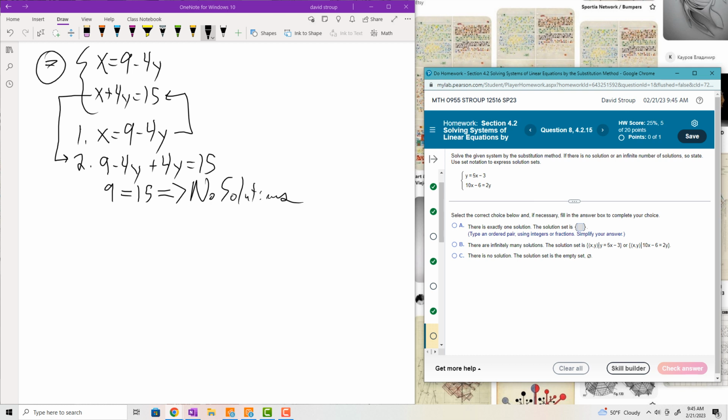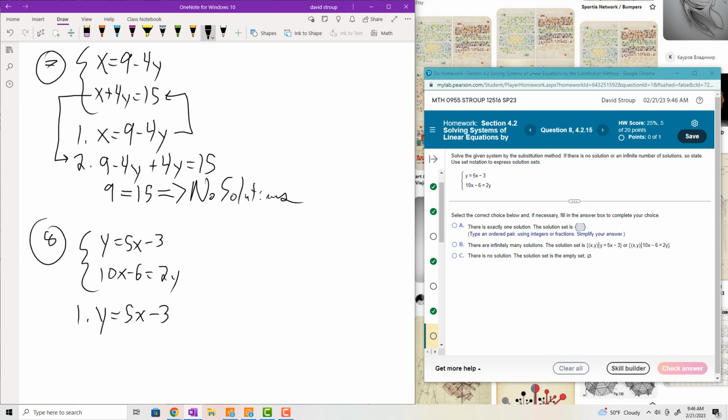Let's check this guy. Right, so problem 8. So I think this will be the infinite kind. We'll see. 10x minus 6 is 2y. So again, the first equation is kind of solved already for y, so I'll use that as my substitution equation. And then I plop that into the unused expression. So wherever I see a y, I'm going to replace it with 5x minus 3. So I have 2 times parentheses 5x minus 3 on the right.